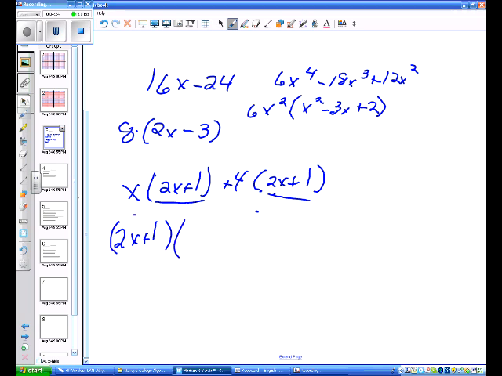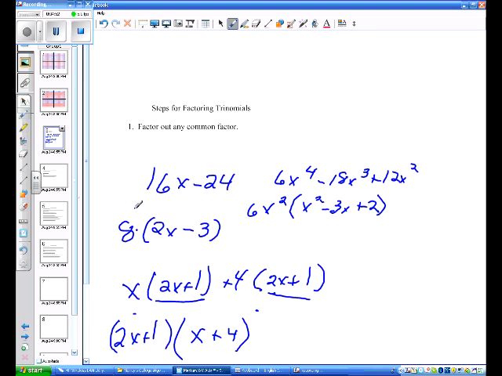Then we ask ourselves, 2x plus 1 times what would give us x times 2x plus 1? Well, times x. And then 2x plus 1 times what would give us 4 times 2x plus 1? Times 4. So you can look for your greatest common factor in several different ways, but that's always the first step that you want to go through as you're factoring. You want to factor out any greatest common factor.